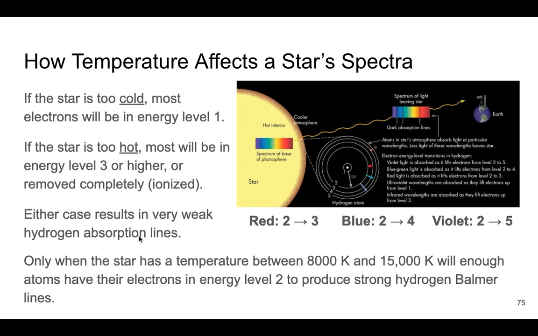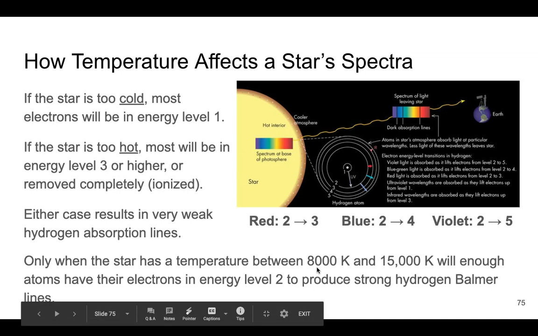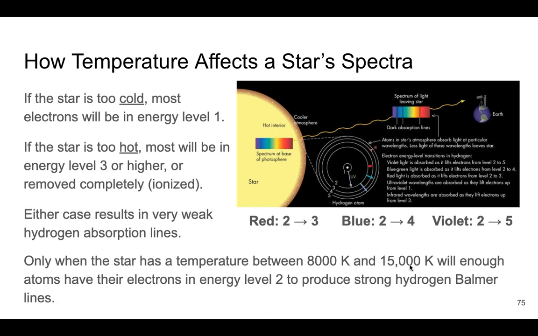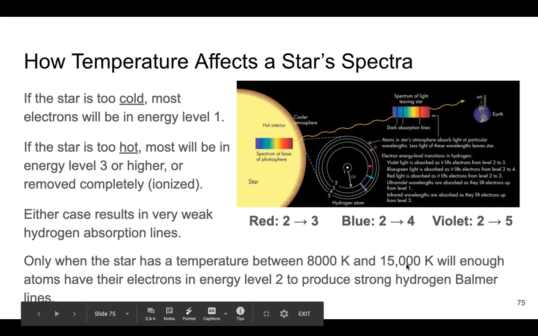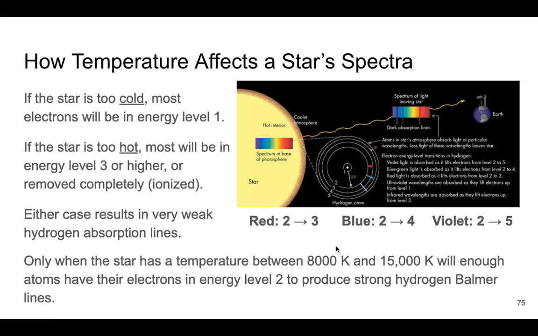So it turns out that only when the star is in this temperature range, between about 8,000 Kelvin and 15,000 Kelvin, will you have enough atoms with electrons in the second level. If it's cooler than 8,000, too many of the electrons are in the first level. If it's hotter than 15,000, too many of the electrons are in the third or fourth or fifth level to begin with, and not enough for starting in 2 to jump up to another level. So you don't see those Balmer absorption lines.